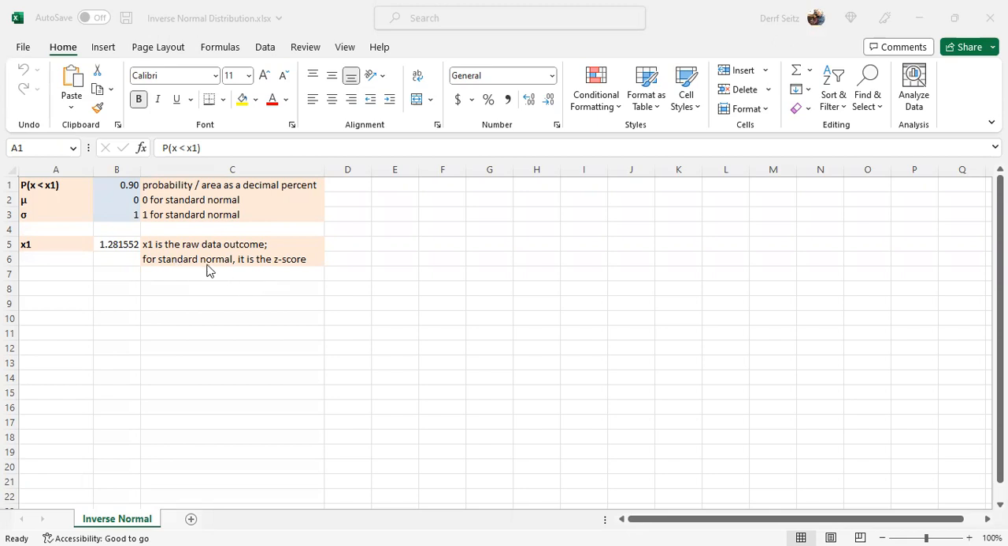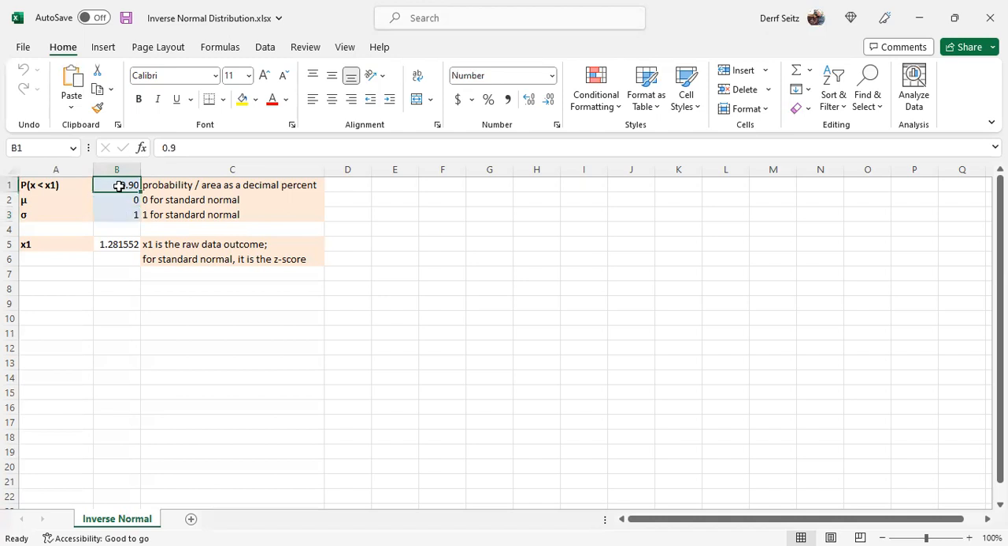The idea here is if you have a normal distribution, you have to enter into the blue cells here the mean of it, mu, and the standard deviation, sigma. This spreadsheet defaults to 0 and 1 for standard normal, but you can use any mean and any standard deviation. It's not restricted to standard normal.